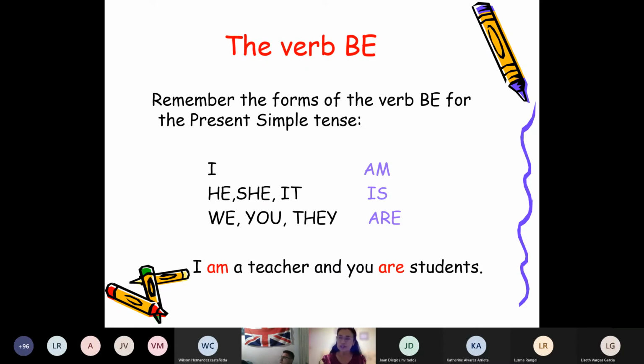The verb to be is different because it has its own conjugation. With I it is am. For example, when you are talking about where you are from, you say I am from Bogota. My family is from Colombia. And here, he, she, it, my family is, he is, or she is from Colombia.